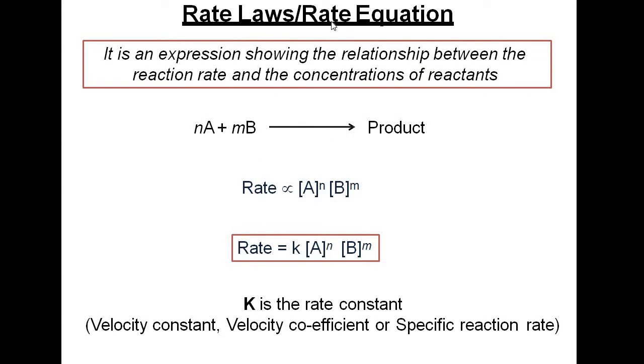Rate law, or rate equation. Rate law is an expression showing the relationship between the reaction rate and the concentration of reactants. For a reaction nA plus mB gives product, rate is directly proportional to concentration of A raised to power n, concentration of B raised to power m. Rate is equal to K, concentration of A raised to power n, concentration of B raised to power m.